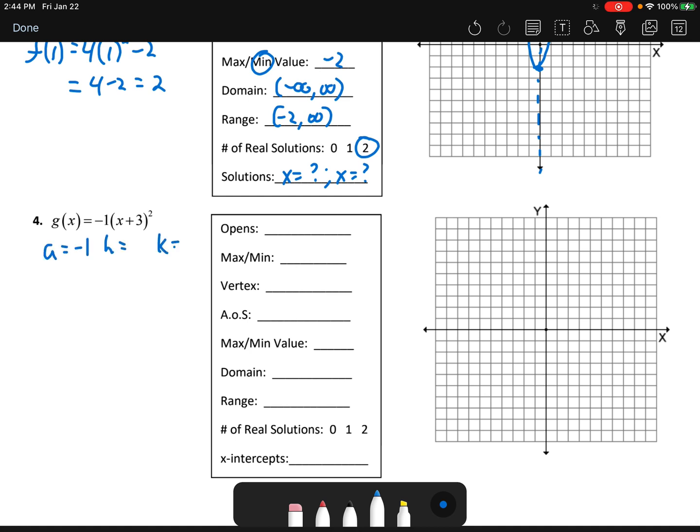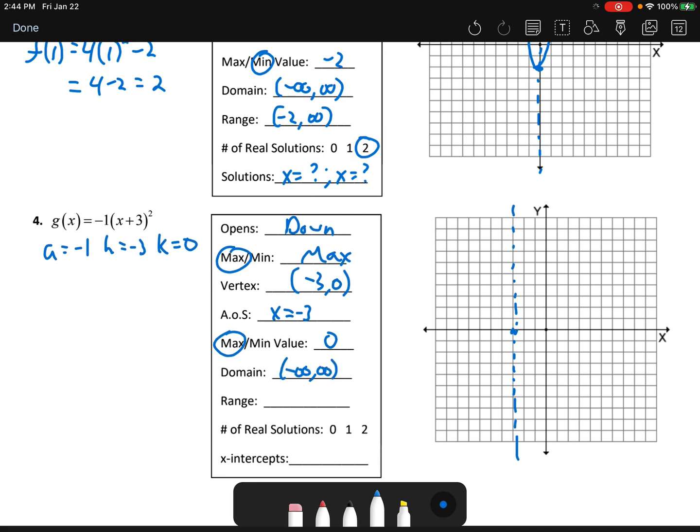A is negative 1. K is 0, isn't it? There's no K out there. And H is negative 3. Again, A is negative 1. It opens down, so it has a maximum. HK is our vertex, negative 3, 0. Axis of symmetry is x equal whatever our x is. In this case, it's negative 3. Our max value is 0.